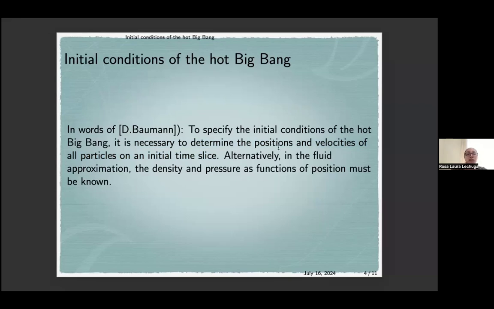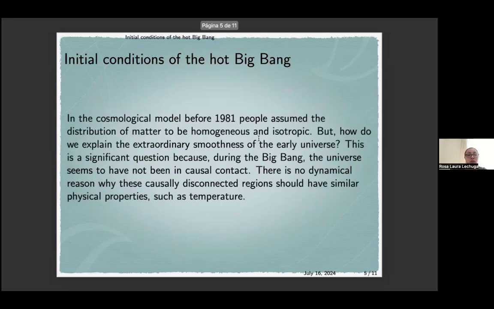And yesterday, someone asked me about the isotropy and the homogeneity. What is the assumption to use those features in the geometry of the universe? And it was one of the questions that the people tried to answer at this time, and also tried to explain what happened with the extraordinary smoothness in the early universe.